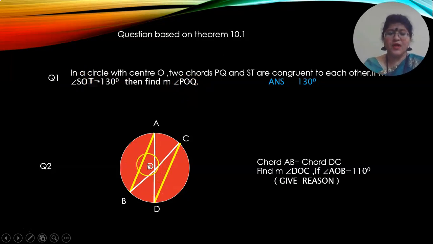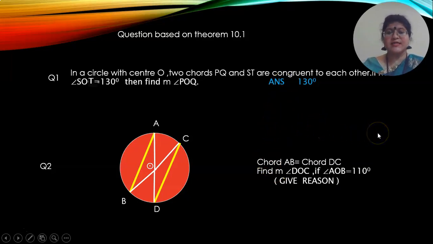Now look at this. Chord AB and chord CD both are congruent. Mention either CD or DC. You have to find out the measure of angle DOC if this angle is 110. So if angle AOB is 110, angle DOC will also be 110. Why? Congruent chords make congruent angles at the center. The reason will be the statement of the theorem. So I hope you have understood the theorem and how to use that in problems.